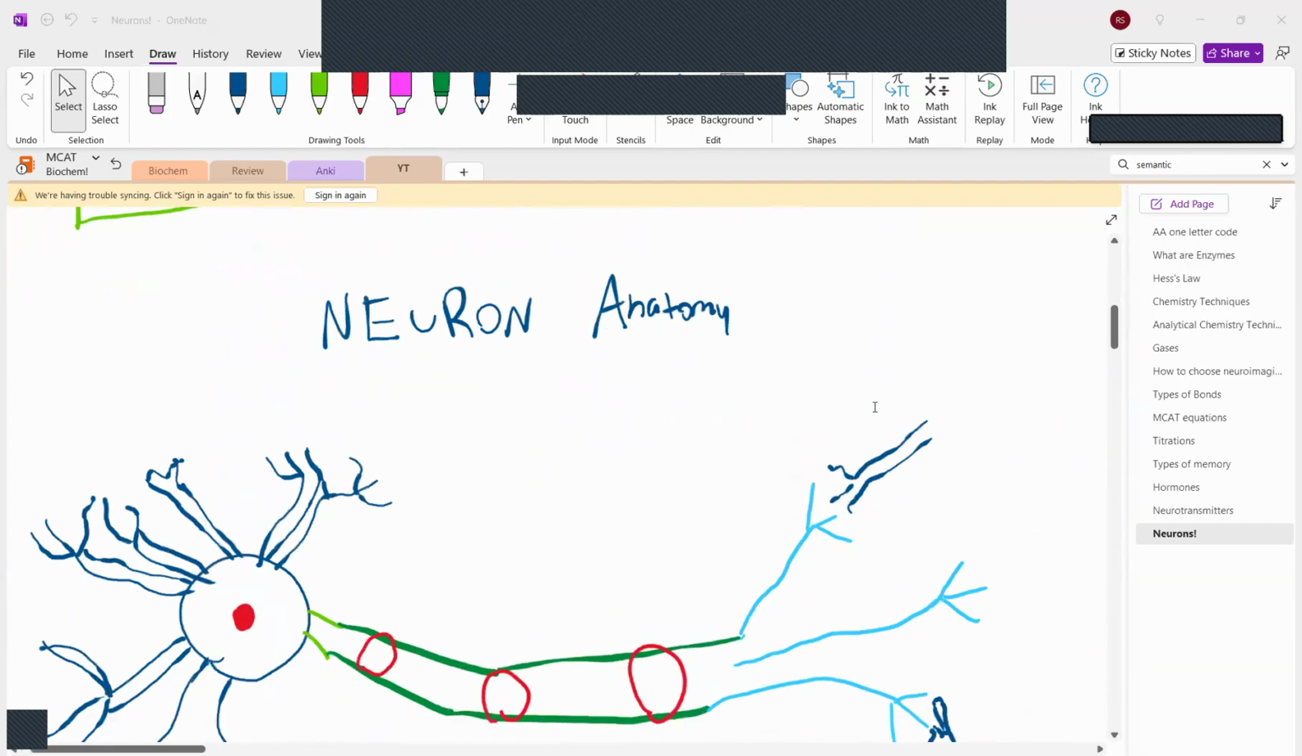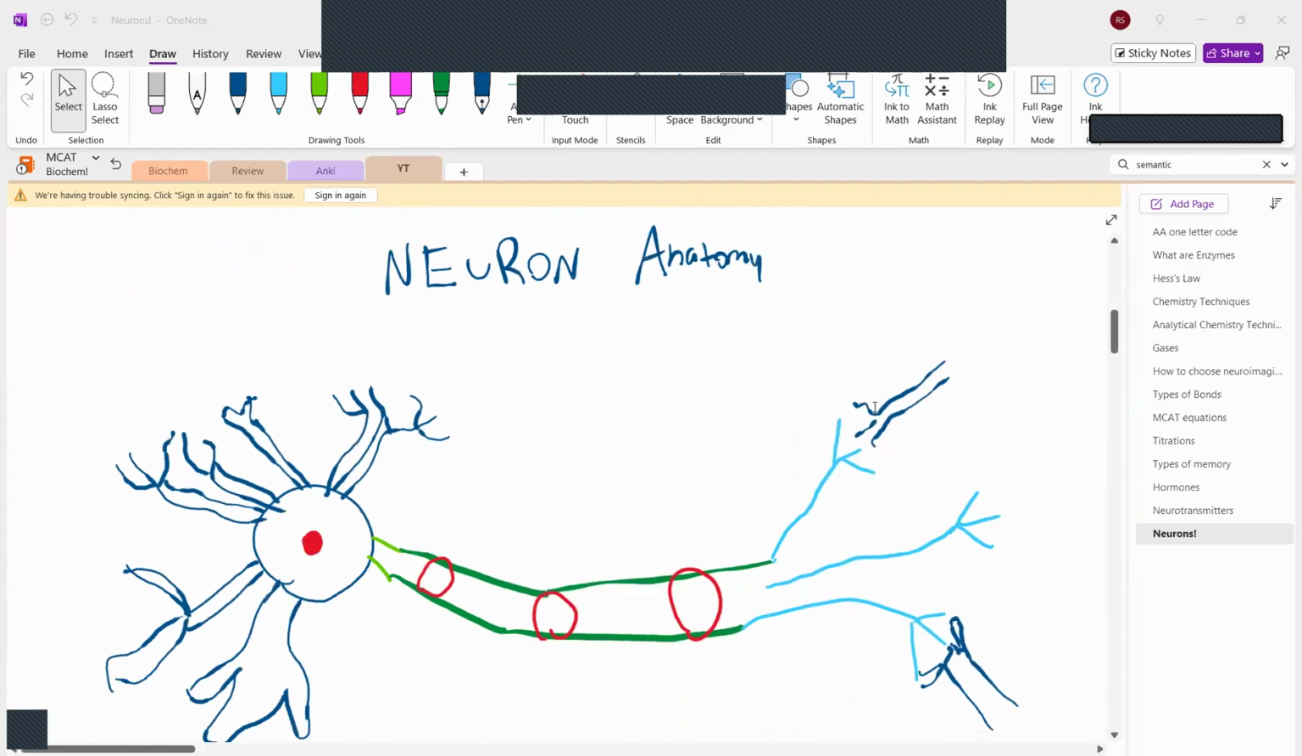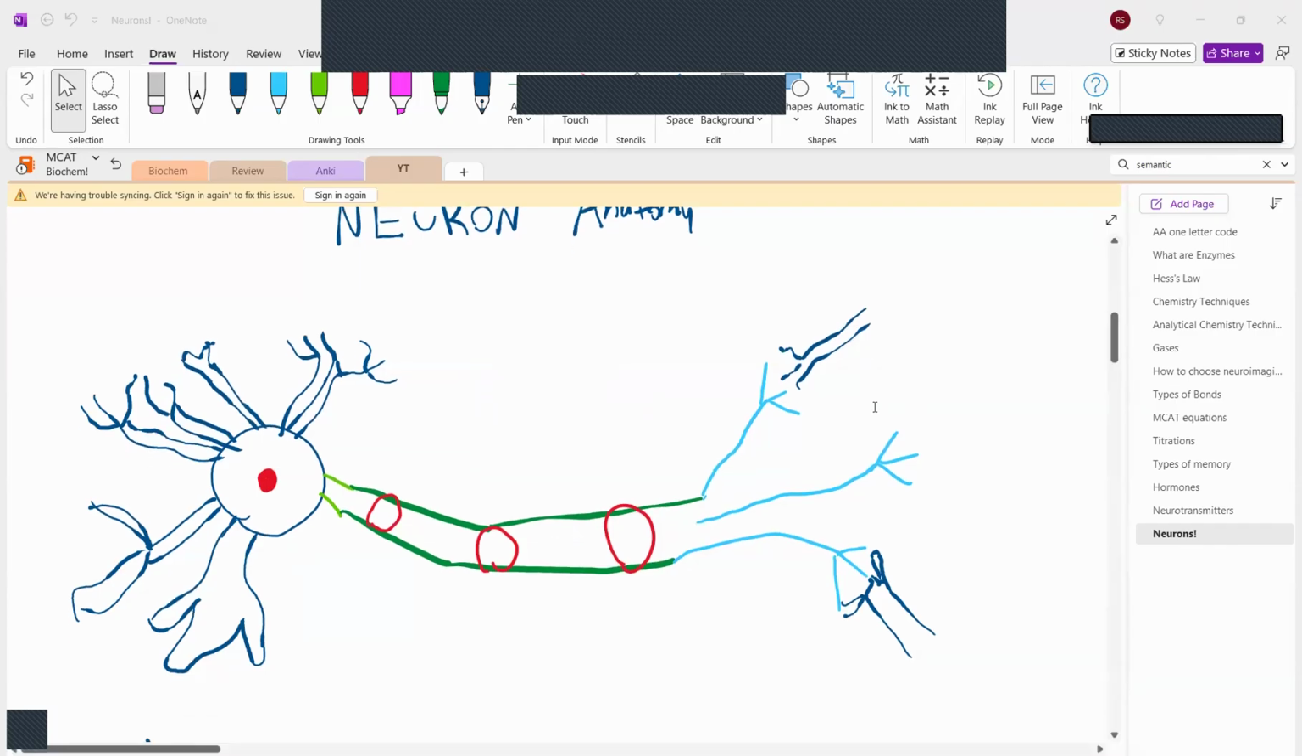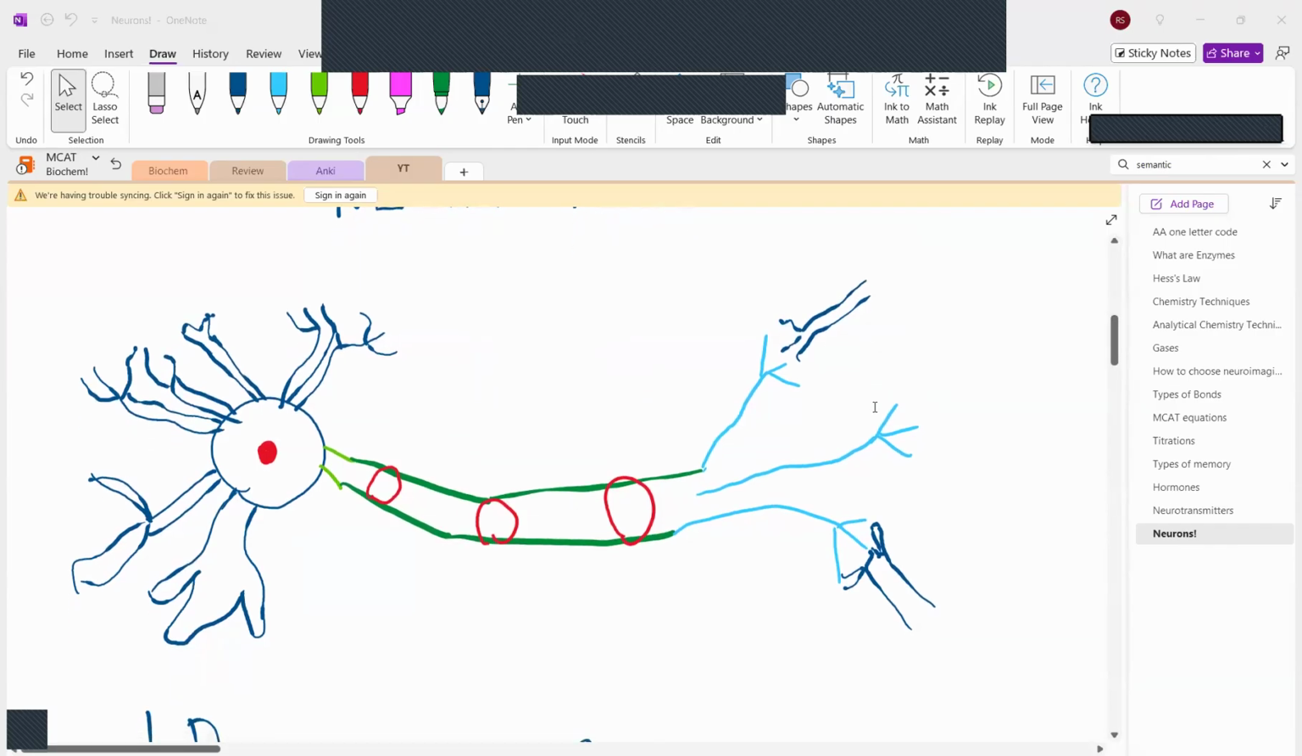Before we jump in, we should probably talk about neuron anatomy. There are multiple different types of neurons, but we're primarily going to be talking about the ones in the CNS. There are also cardiac cells, which are important when we describe action potentials, but they're not really stressed on the MCAT. We're talking about unicellular, unidirectional neurons.